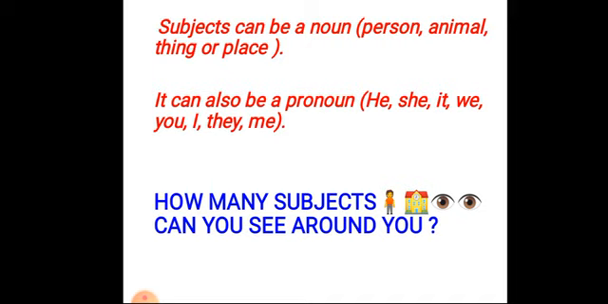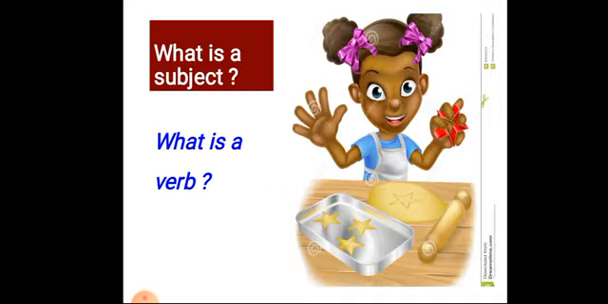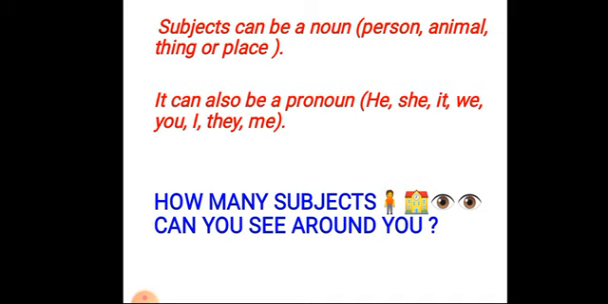Subjects can be nouns. That means a person, an animal, a thing, or a place. Now you tell me, is this subject a person, animal, thing, or place? You guessed right, it's a person. She is a person. So a subject can be a noun, the name of a person, animal, thing, or place.